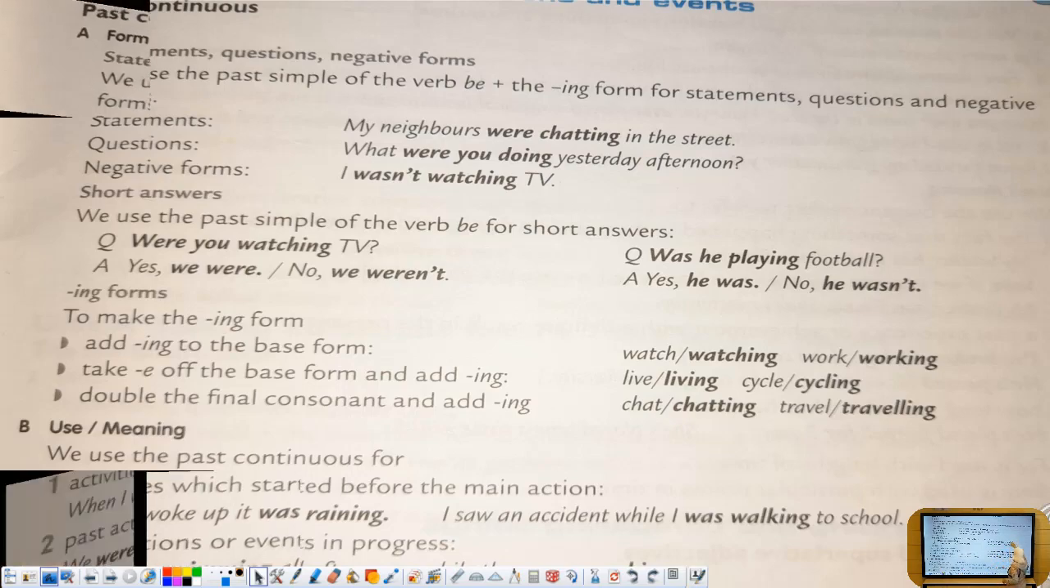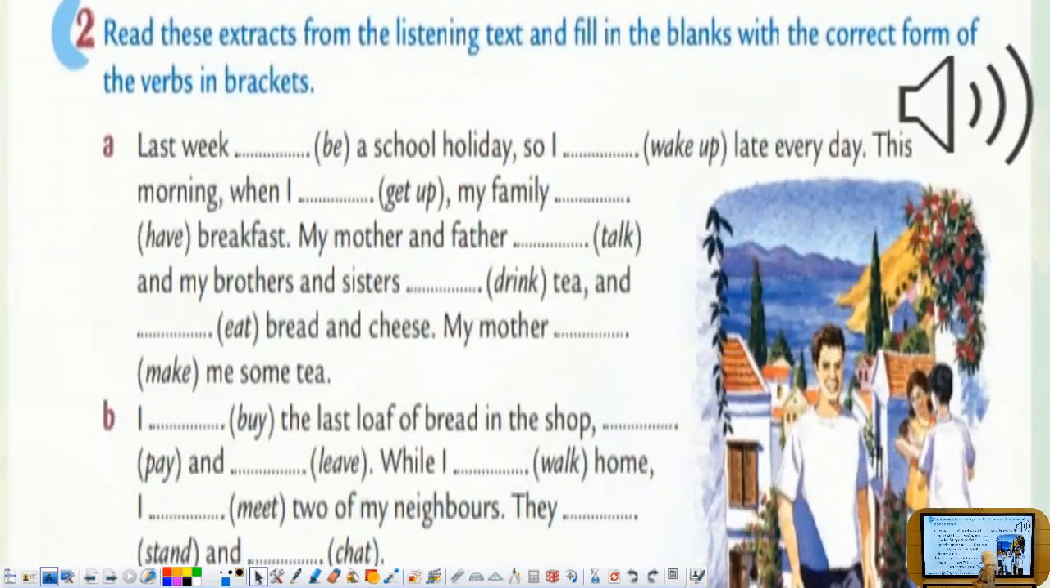Okay. Now, after this, I want you to read this extract about the voice we have listened to, and try to answer or to correct the verbs between brackets after reading it. I will read it for you.